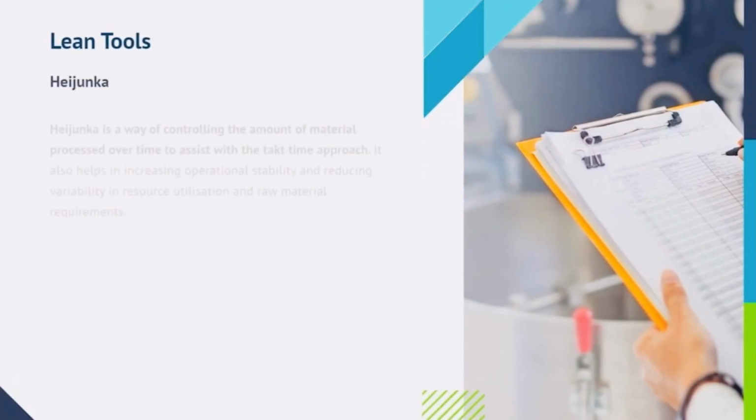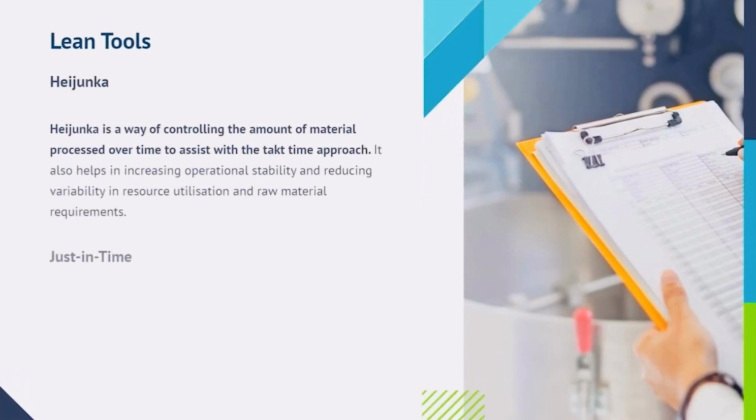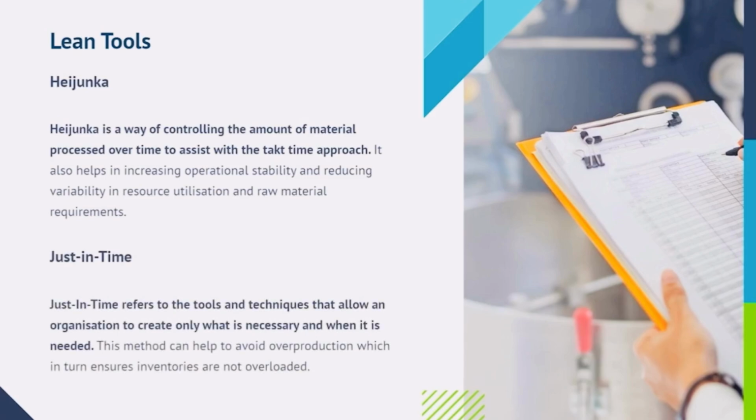Hijunka. Hijunka is a way of controlling the amount of material processed over time to assist with the takt time approach. It also helps in increasing operational stability and reducing variability in resource utilization and raw material requirements.